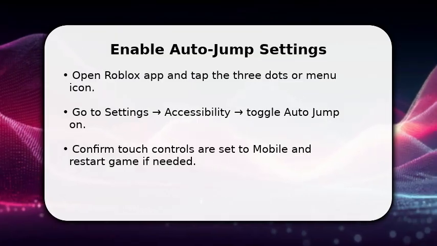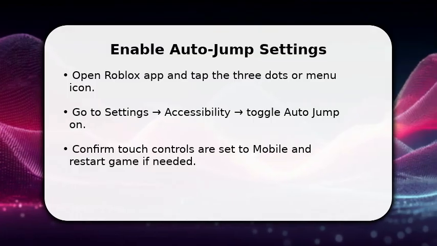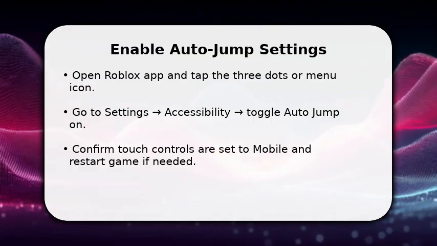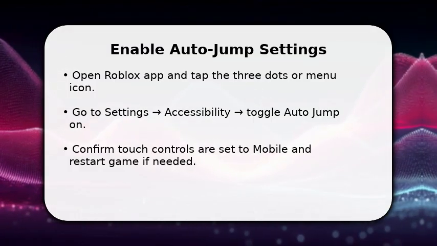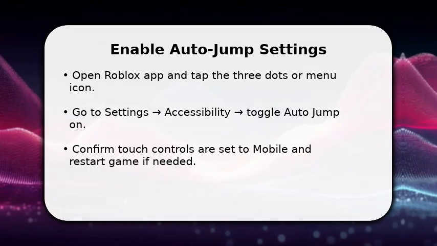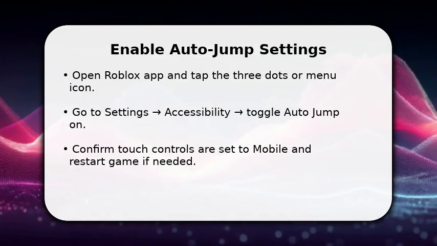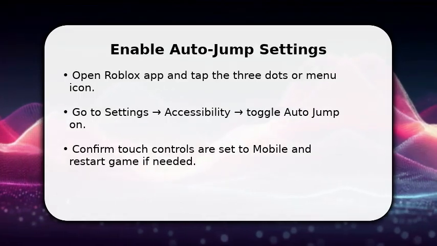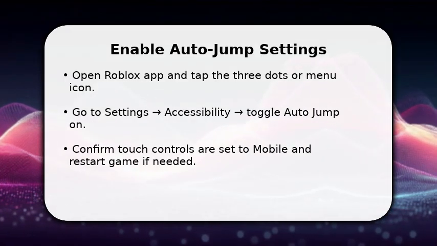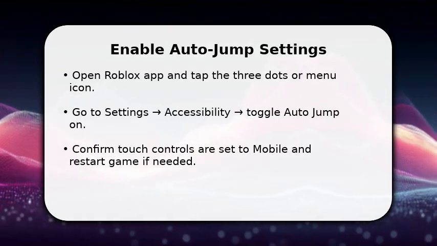You start by turning the built-in auto jump on so the engine handles timing for you. Open Roblox, tap the menu, then Settings and Accessibility. Enable auto jump. Once done, make sure your control scheme is mobile in controls so jump inputs map correctly. If you switch devices or skins, restart the game to load the setting.